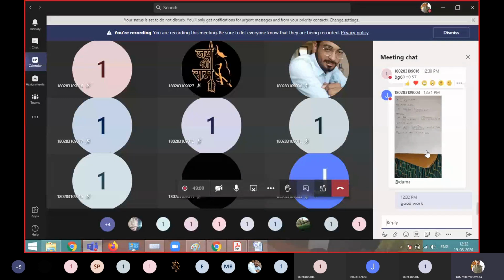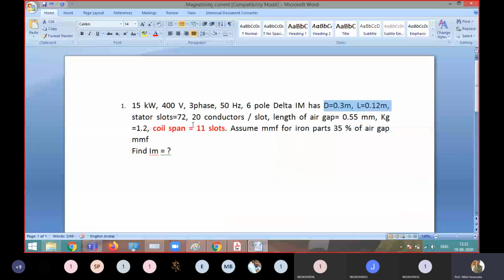So calculate ATG, the MMF required for the air gap, and as given in the data itself, 35%. You have to assume the iron MMF to be 35% of the air gap MMF. Right. So automatically the MMF required to establish the flux will be quite less, because we are establishing only 35% of the MMF.